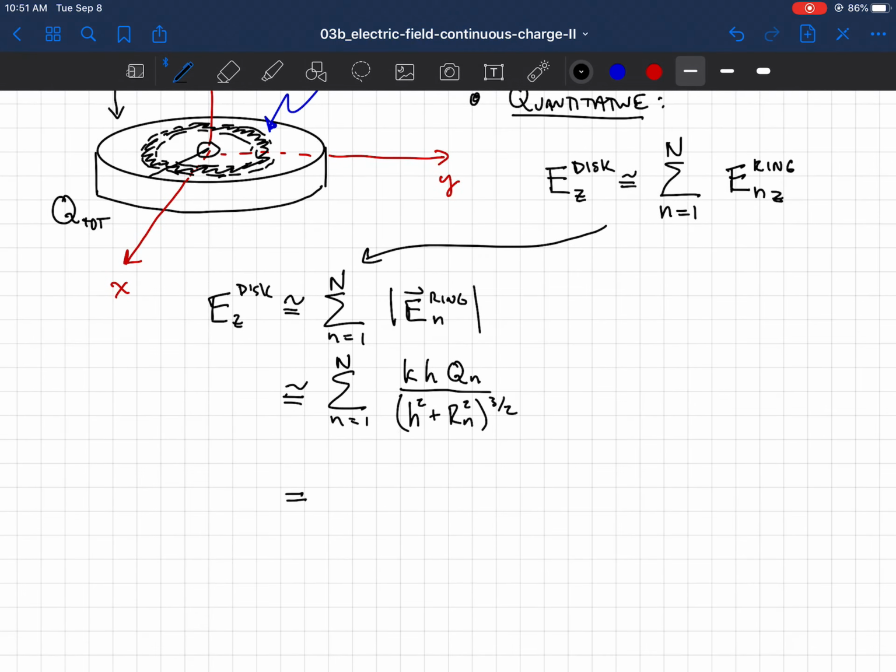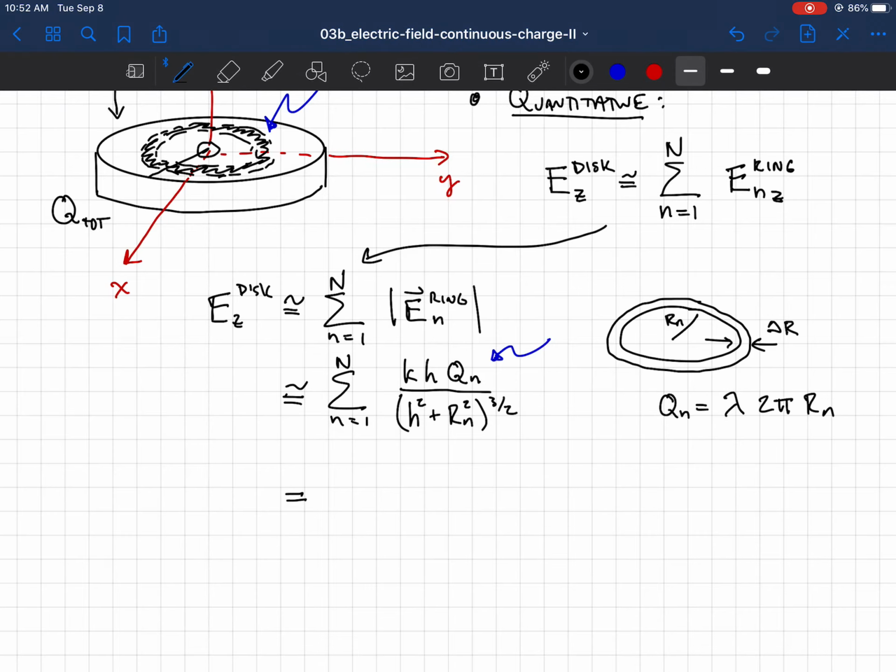Now we want to break this down. Remember, our goal is to get to a Riemann sum, so we need to get a delta in there somewhere, and that's likely to come from this Q_n here. So what is Q_n? Well, I can see that it's a ring with radius r and with width delta r. So it has radius r_n, and it has width delta r. So the value of Q_n is going to be a linear mass density multiplied by 2 pi r_n, but maybe that's not the best way to say it because it'll be difficult to find that linear mass density.